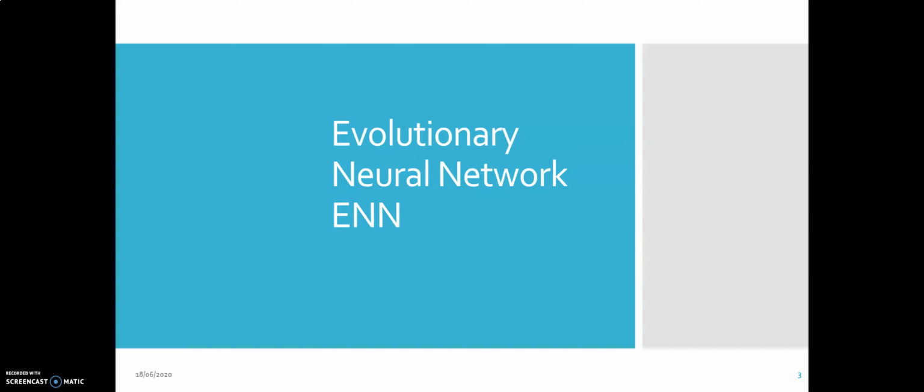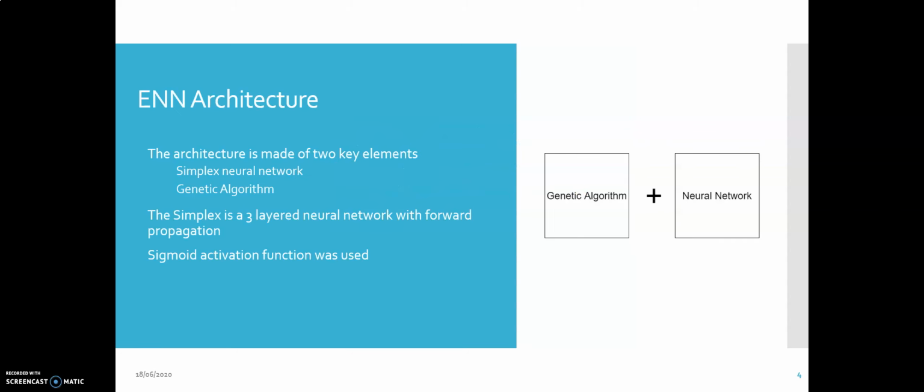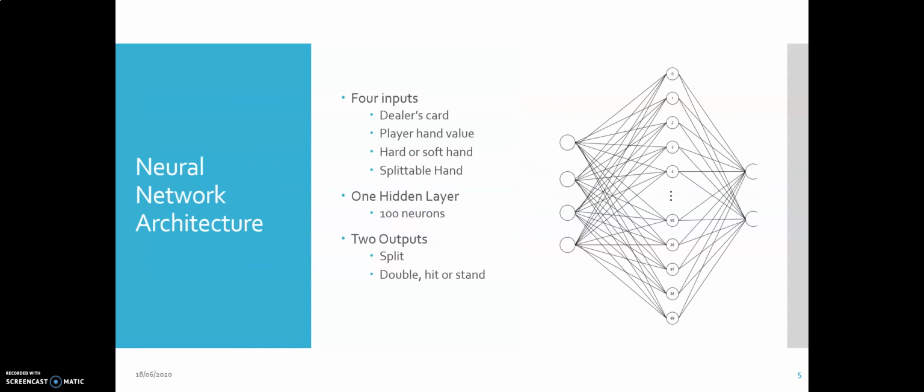So the first AI algorithm implemented was the Evolutionary Neural Network. The architecture is made up of a combination of a genetic algorithm and a simplex neural network, and as an activation function we decided to make use of the sigmoid function. The network is provided with 4 inputs, 1 hidden layer of size 100 neurons and 2 outputs.